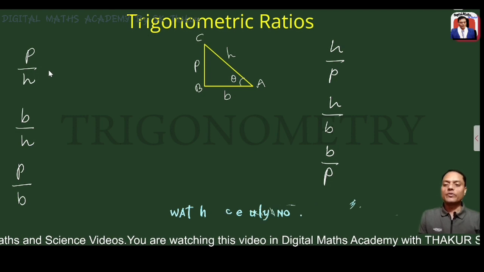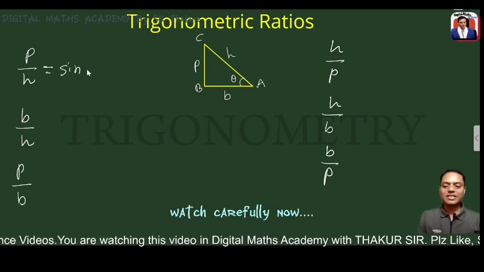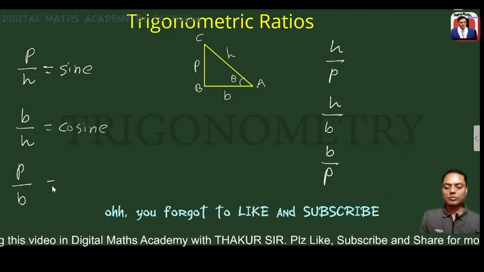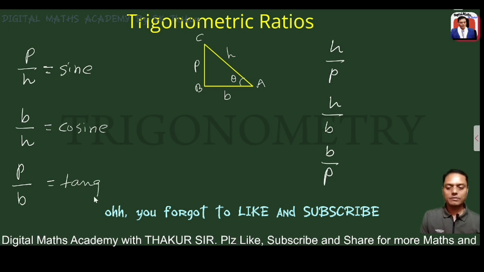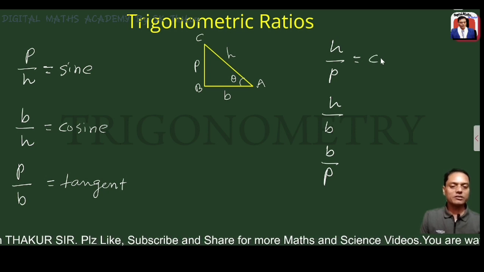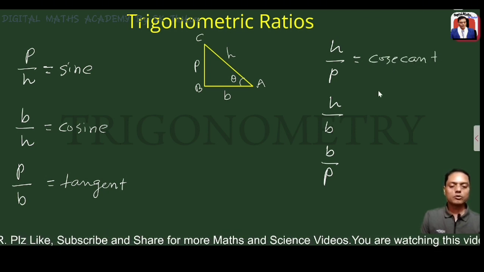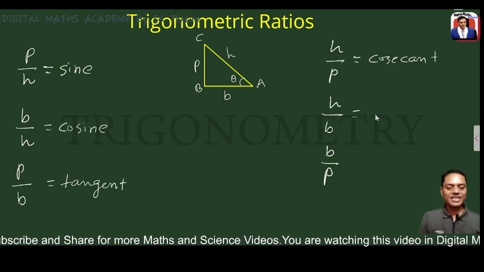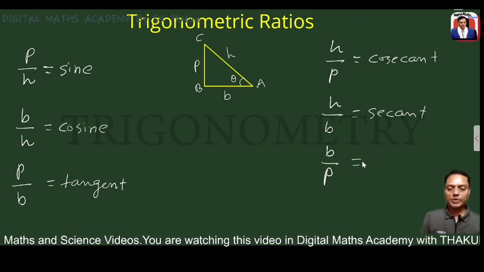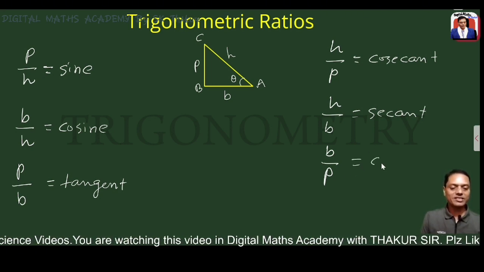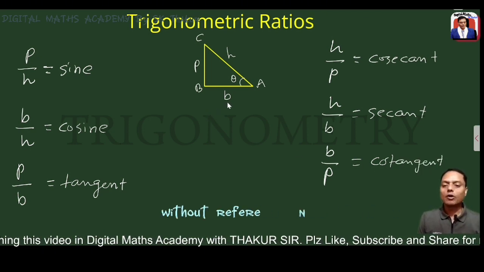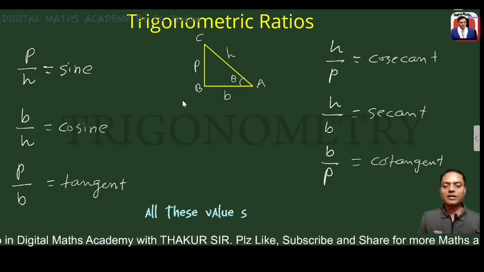Here the ratio of P over H is known as sine, S-I-N-E. That of B by H is cosine. That of P by B is tangent. The reverse of P by H, that is H by P, is cosecant. The reverse of B by H, that is H by B, is known as secant. The reverse of P by B, that is B by P, is cotangent.